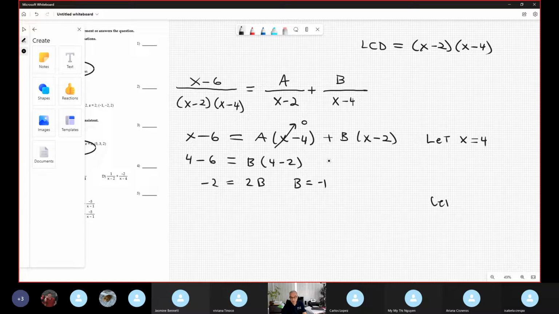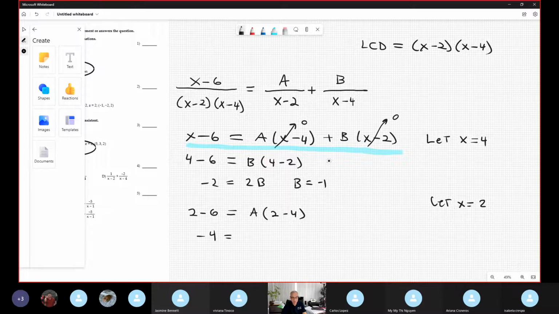Likewise, you let x equal 2. Plugging in again in the original expression, this one: 2 minus 6 is equal to A times 2 minus 4, and that part gets cancelled because 2 minus 2 is 0. This is negative 4, and this is negative 2. Divided by negative 2 on both sides. So A is positive 2. A is 2, B is negative 1.